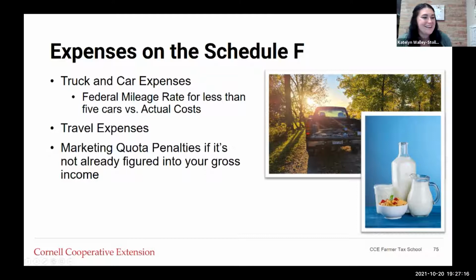So this probably for most of us in the room, this comes to mind with our dairy farms that might be receiving marketing quota penalties currently. A lot of times those are actually taken out as part of your gross income. So you're not receiving a separate bill for that. You're just receiving a lower price for whatever milk you're selling over quota, for example. So in that case, you're not able to claim that as an expense. If you are overselling marketing quota and they're giving you a bill for that oversell, that's when you would be able to claim this on your Schedule F.